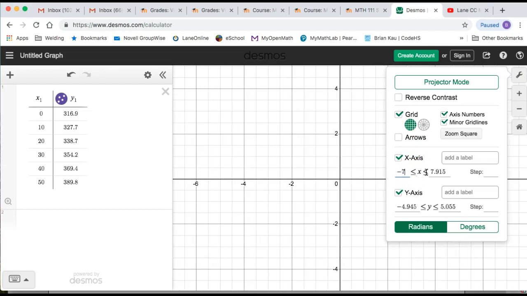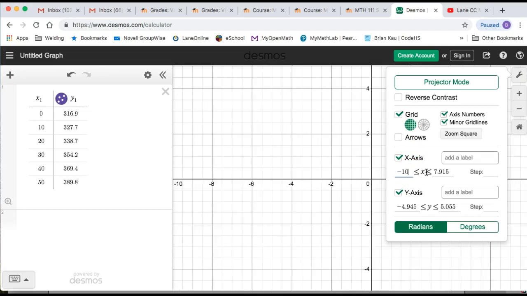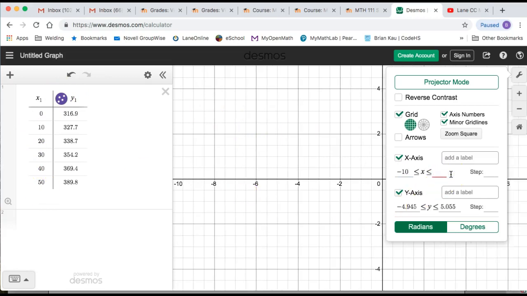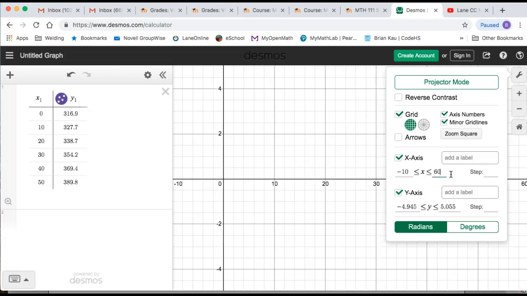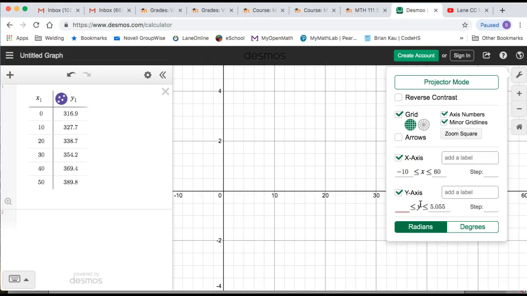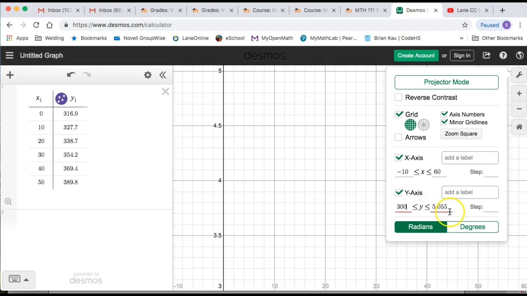So I'm going to start at like -10 for the x, and I'm going to go to like 60 here on the thing, because my numbers go 0 to 50 on the x's. I'm going to give myself a little bit of space on the top and the bottom. The y-axis starts at 316, so we're going to start at 300 and go to 389, so we'll go to 400.